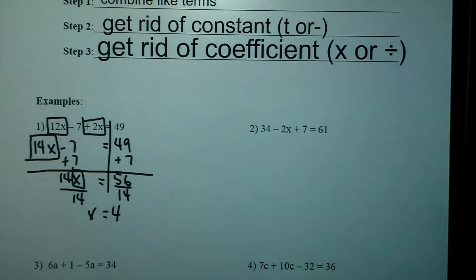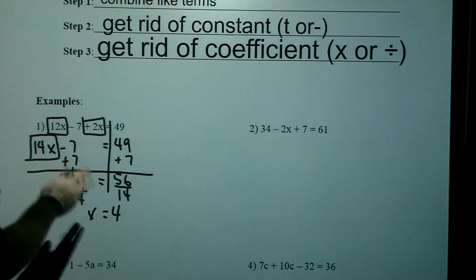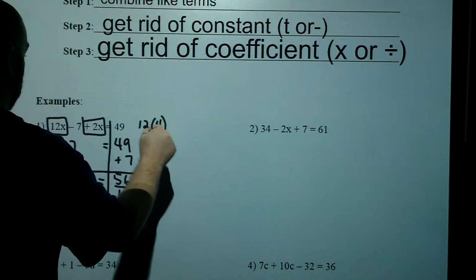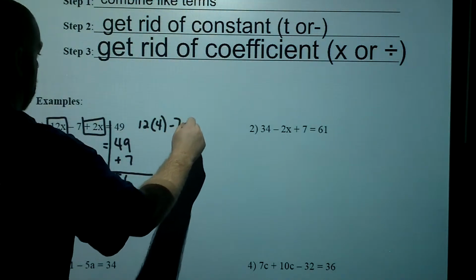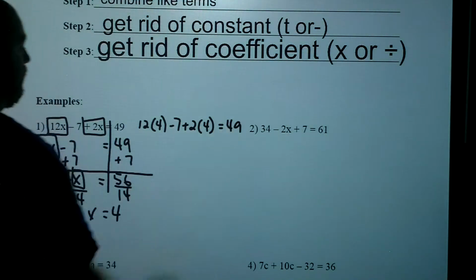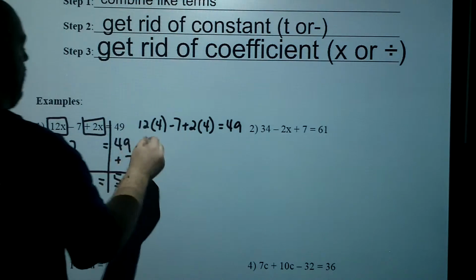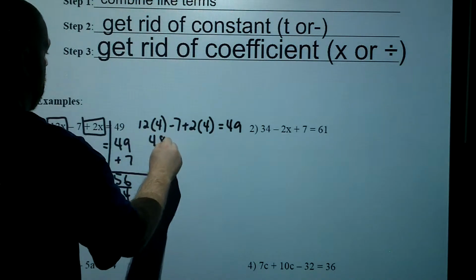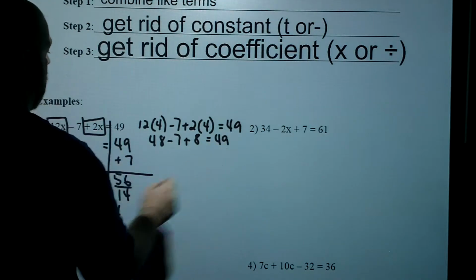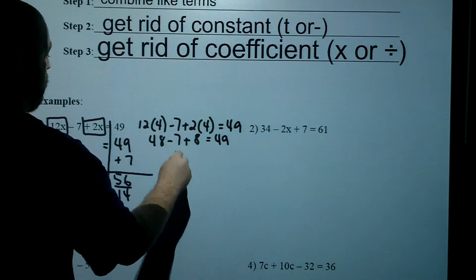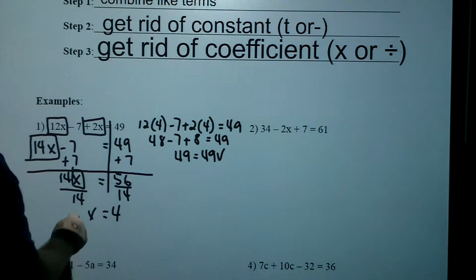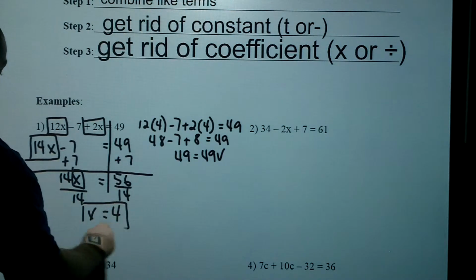Now I can still do the same thing to check my answer. If I plug it in to the original equation, 12 times 4 minus 7 plus 2 times 4, I'm going to see if this comes out to be 49. So 12 times 4 is 48, minus 7 plus 8 equals 49. Now if we add all this up, you notice with your calculator you get 49. So this is true. X equals 4 is the correct answer.